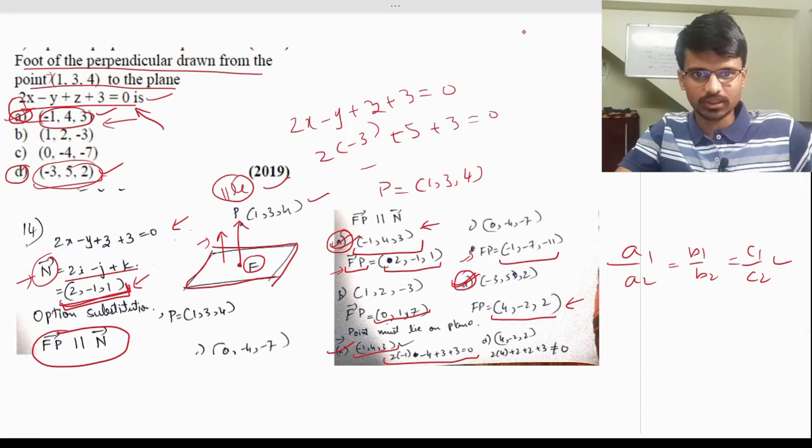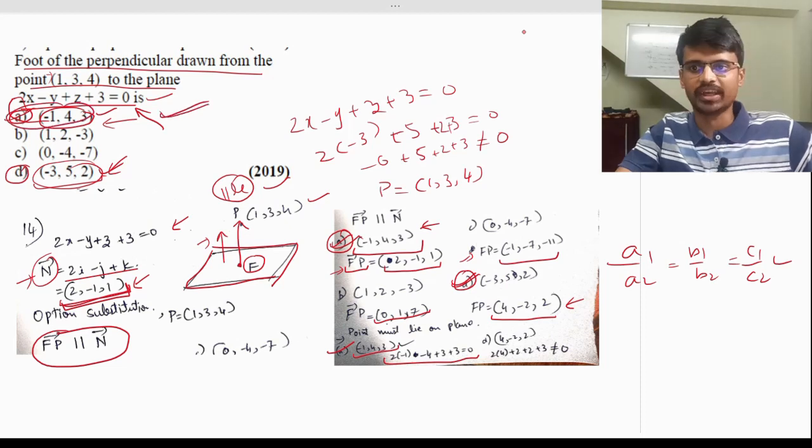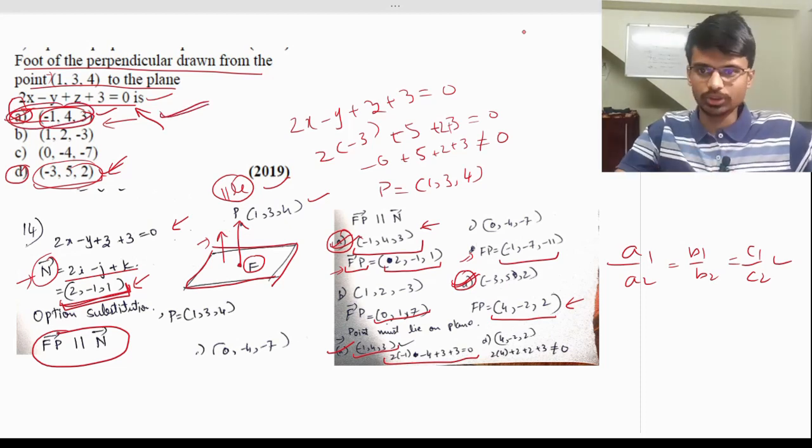2 3s are minus 6 plus 5, so here you get plus 2 plus 3. So this is not equal to 0, right? So option D does not lie on the plane. That means my correct answer is option A. Option A is the correct answer. So we have done it using the substitution method.